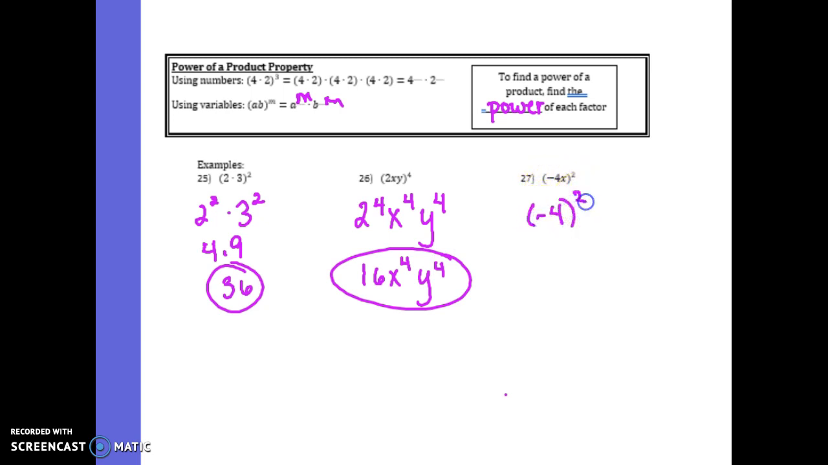Okay, number 27, because a negative 4 is inside the parentheses, you're going to make sure you take negative 4 and you square it, and then x squared. Negative 4 squared is positive 16, and then you have your x squared.